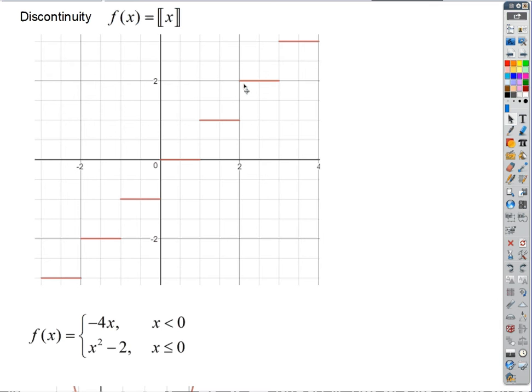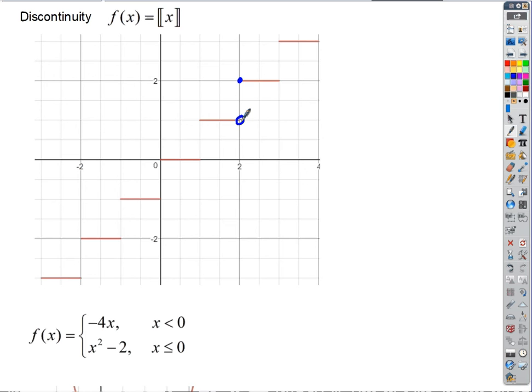Here's another way to think about that. If we attach solid and open endpoints to this function, it has to pass the vertical line test. When I get to 2, what is f of 2 for this function? It's 2, isn't it? So that's got to be a closed endpoint. This has got to be an open endpoint, right? f of 1.999999999 is 1, but f of 2 is 2.